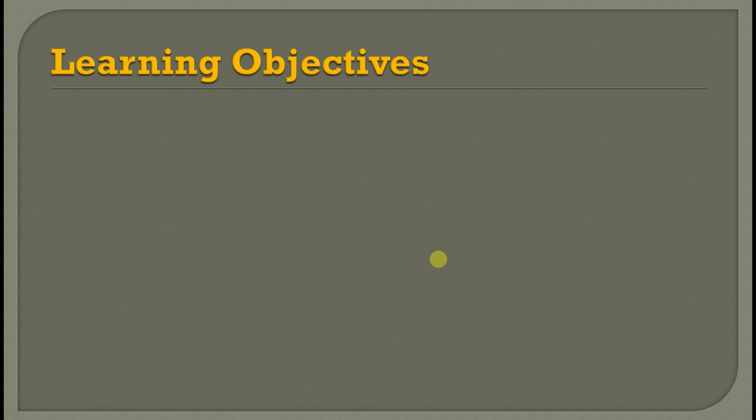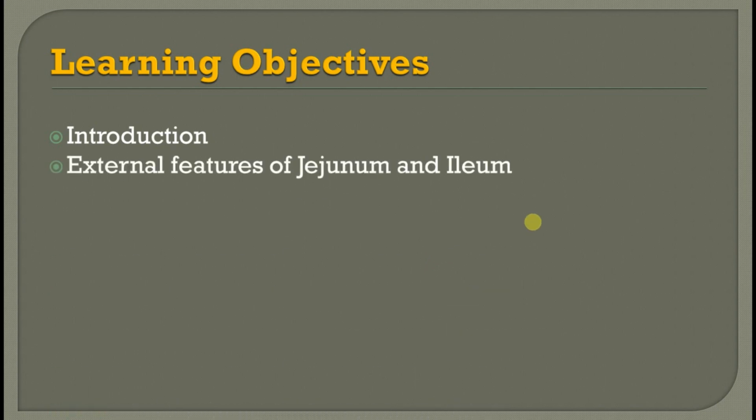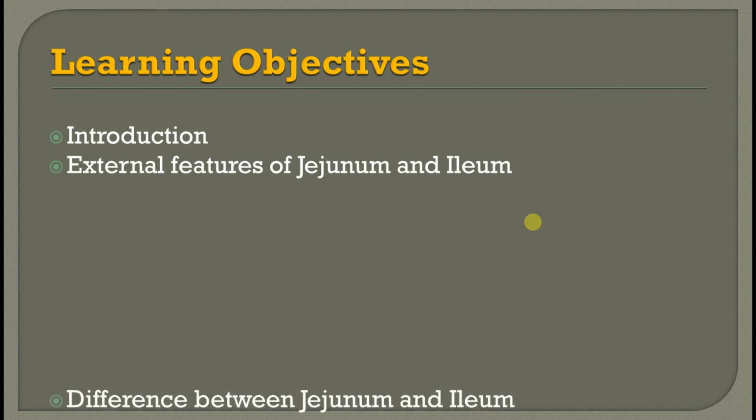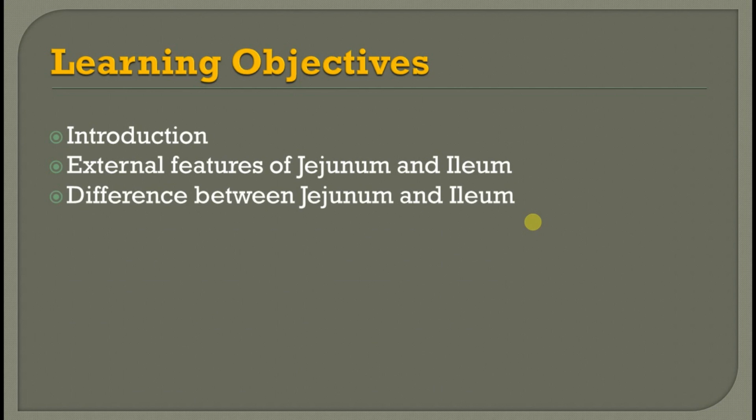We will have a short introduction about the small intestine and its basic characteristic features, followed by the external features, how you can differentiate the jejunum and ileum by gross examination. Then we will see the differences between the jejunum and the ileum, how to identify jejunum and ileum.